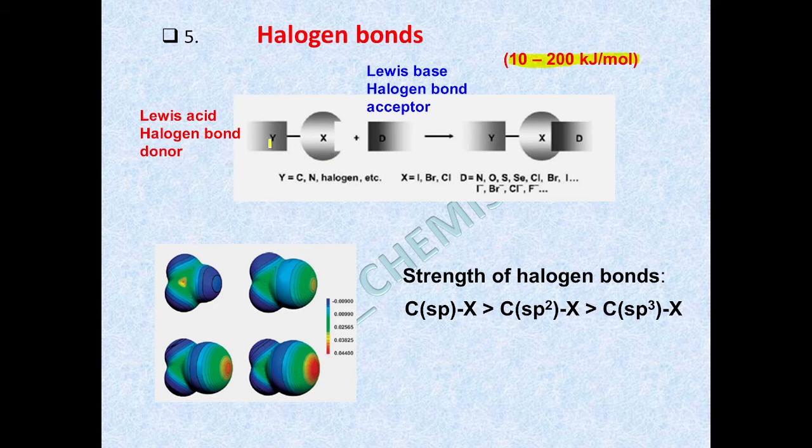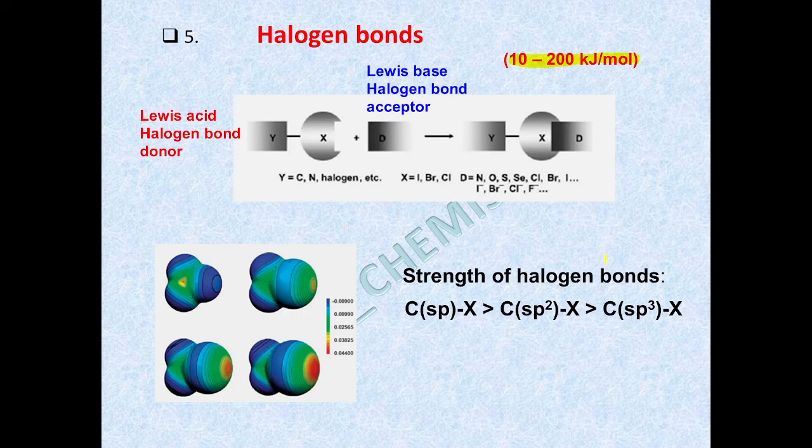And here a representation over here: Y-X in addition to D makes Y-X...D. So here the Lewis acid, the halogen bond donor, is Y, and D is the Lewis base, which is basically the halogen bond acceptor, and this makes this halogen bonding.